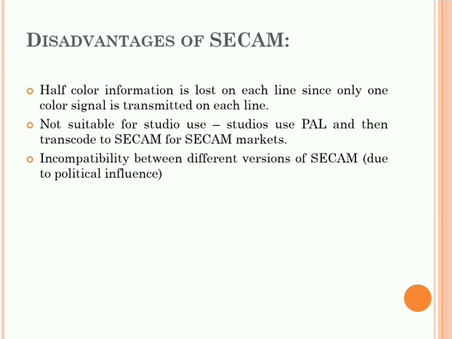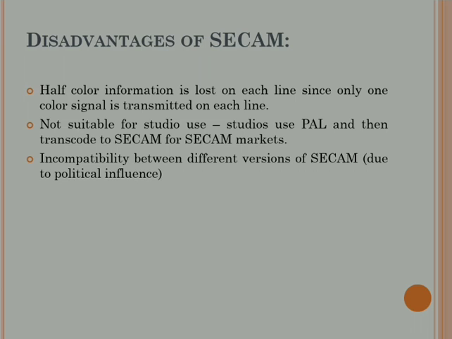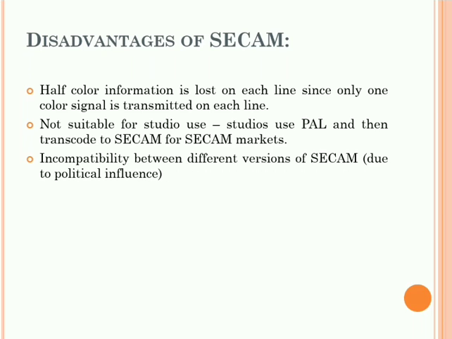Now we will see some of the disadvantages of the SECAM system. Half the color information is lost on each line since one color signal is transmitted on each line. It is not suitable for studio use. Studios use PAL and then transcode to SECAM for SECAM markets. Incompatibility between different versions of SECAM, because we have different versions of SECAM. Just now we have seen the encoder and decoder diagram of the SECAM system. These were the advantages and disadvantages of this SECAM system.